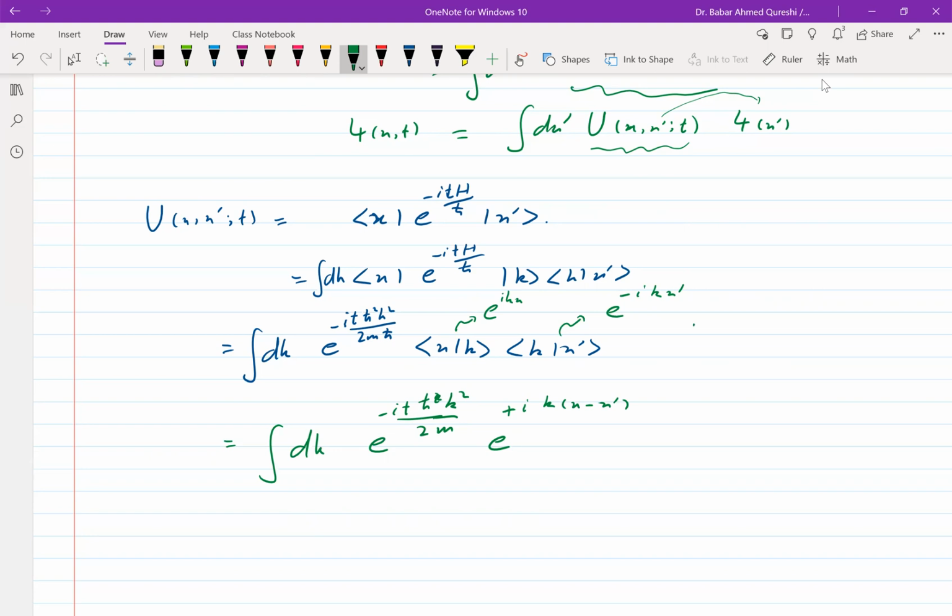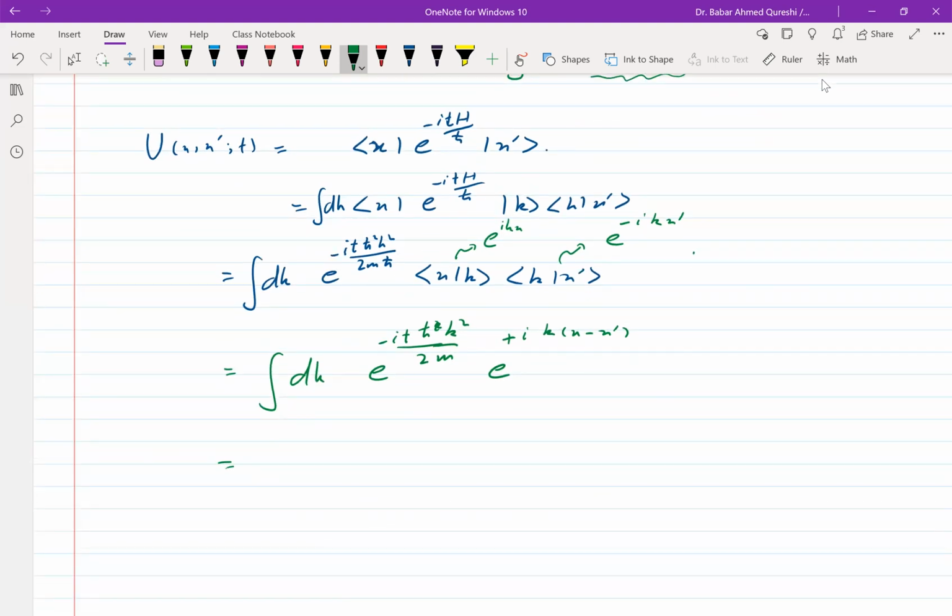Now this is an easy enough integral because it's a Gaussian. You can complete the square and do it. I'm not going to do it for you over here, but let me just write the answer. There was a 1 over root 2 pi coming from here, and a 1 over root 2 pi coming from here, so there's a 2 pi here, but the final answer looks like this.